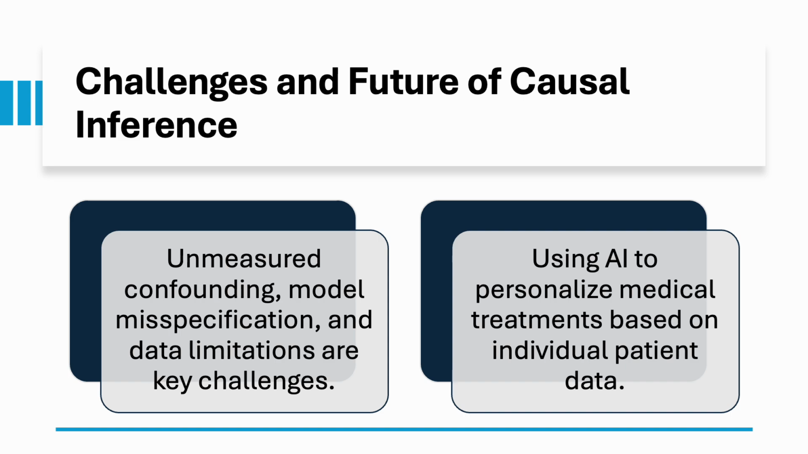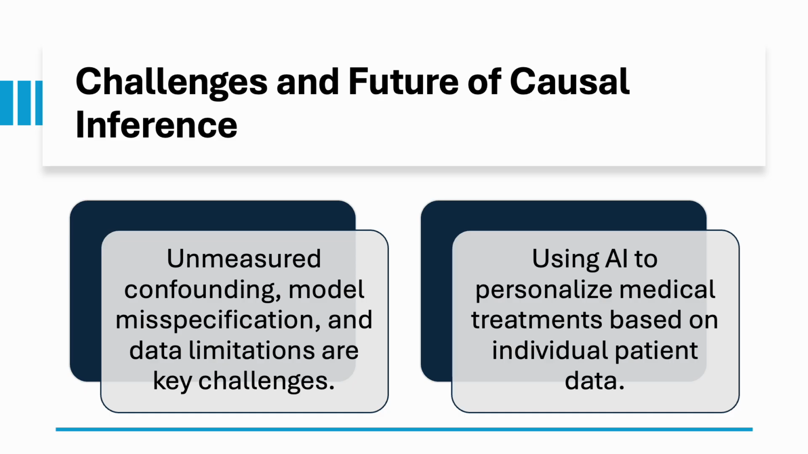Causal inference faces challenges like unmeasured confounding, hidden factors that bias results, model misspecification, incorrect assumptions in analysis, and data limitations, incomplete or poor quality data. These issues can lead to incorrect conclusions if not addressed carefully.